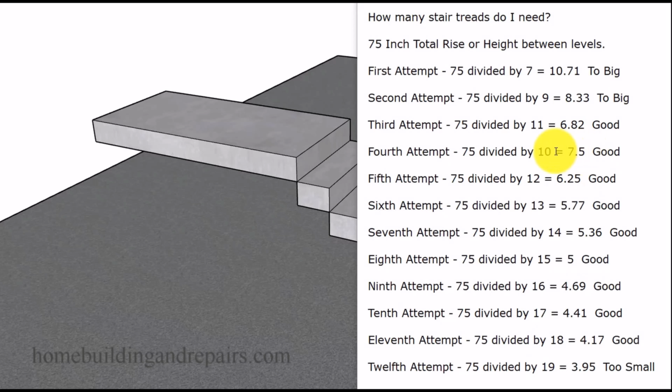But again, you don't have to stop there. I'll let you work your way down. But you will see that by the time we get down to using 18 risers, we're getting to 4.17 inches. Even though this is acceptable or should be acceptable to most building departments, 19 will not be. You can see here where 19 provides us with a riser height below 4 inches.